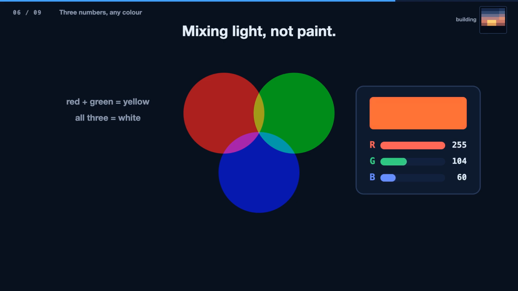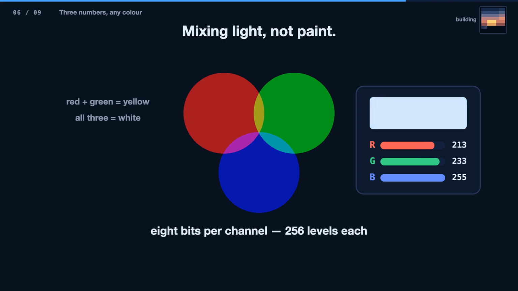A screen never reproduces sunlight. It just triggers the same 3 receptors in the same proportions. And it mixes light, not paint. Red and green light together look yellow. All 3 at full strength look white. Each channel gets 1 byte, 256 levels. 256 cubed is 16.7 million colors.